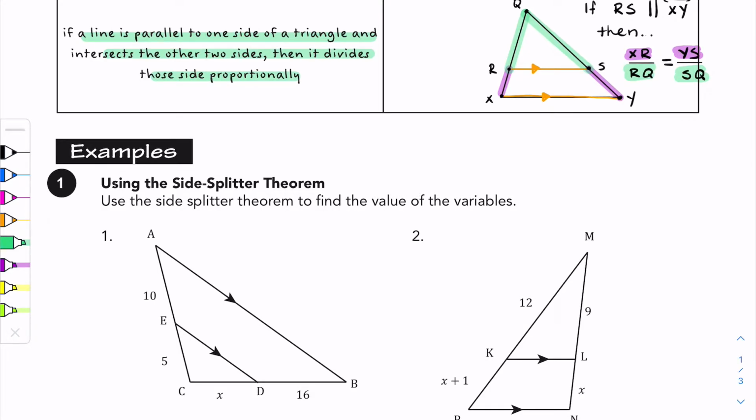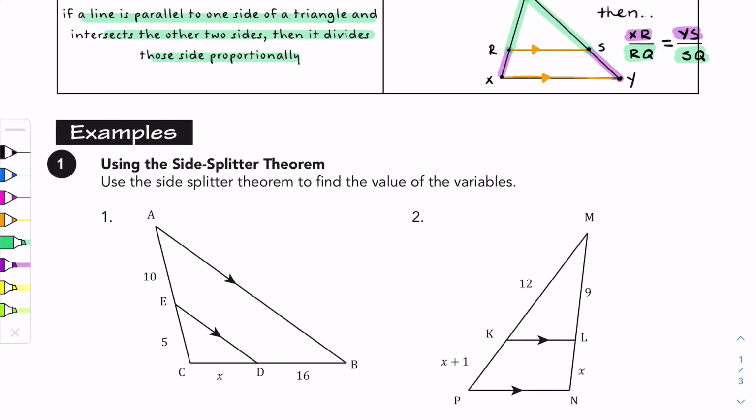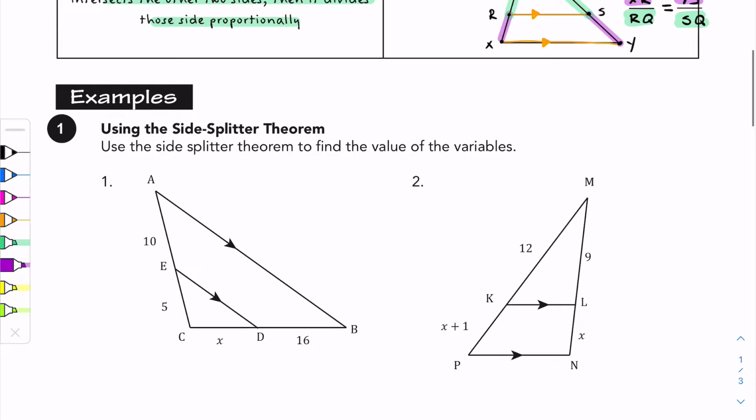So the first example, we have triangle ABC. It's this larger triangle here. You can see that we have the side splitter theorem that's being used because I have this line and this line that are parallel. I know they're parallel because of those little symbols. So now I can set up a proportion, and I'm going to highlight the segments. I'm going to do this segment compared to this segment. Those will be my numerators. And I'm going to do the top segments as my denominators on each side of the triangle.